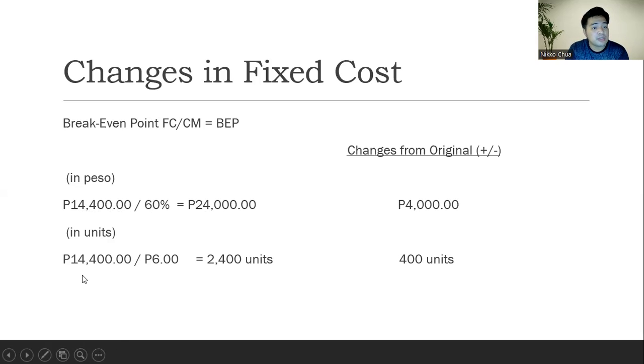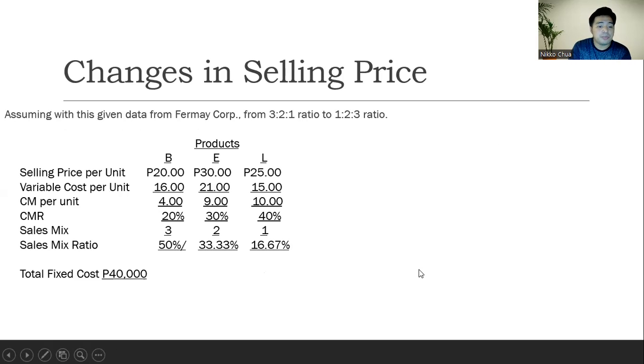Then in units, 14,400 over sa 6 peso na contribution margin, we will have 2,400 units. Then sa 2,000, may increase po tayo ng 400 units. So, yun po.